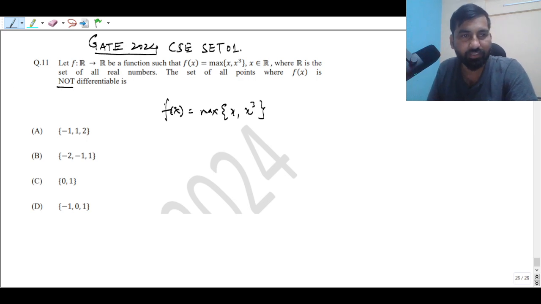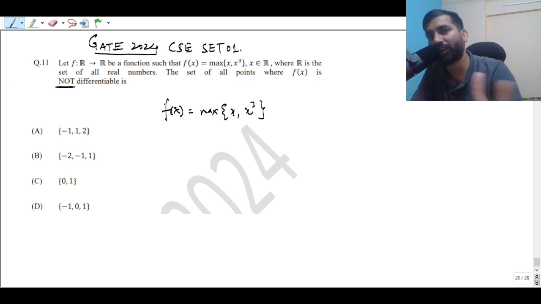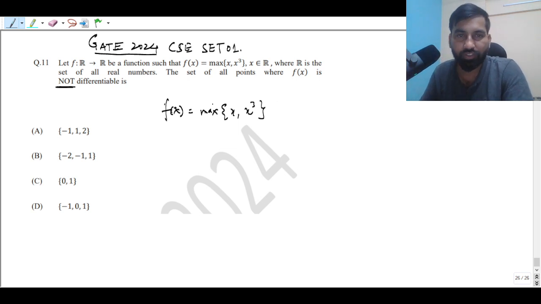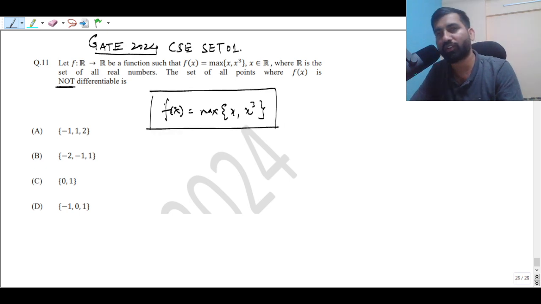So you have to keep in mind they are asking what are those points where the function is not differentiable. As we know, if any function has turning points or sharp corners, then at that point the function will not be differentiable. So we can plot these functions. If you are able to graph this function, then you can solve this question in 10 to 20 seconds only, right? So can we plot this function?